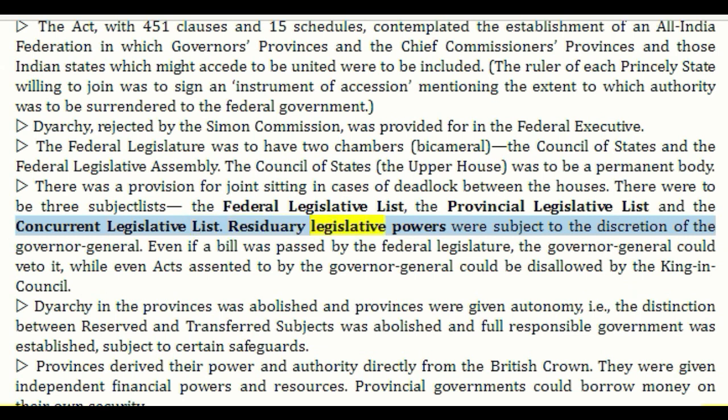Residuary legislative powers were subject to the discretion of the Governor-General. Even if a bill was passed by the federal legislature, the Governor-General could veto it, while even acts assented to by the Governor-General could be disallowed by the King in Council.